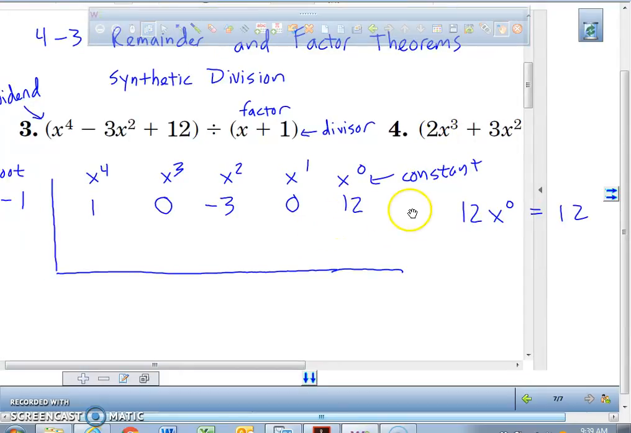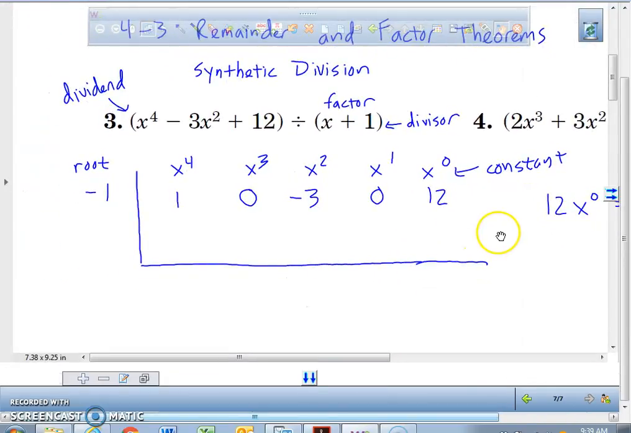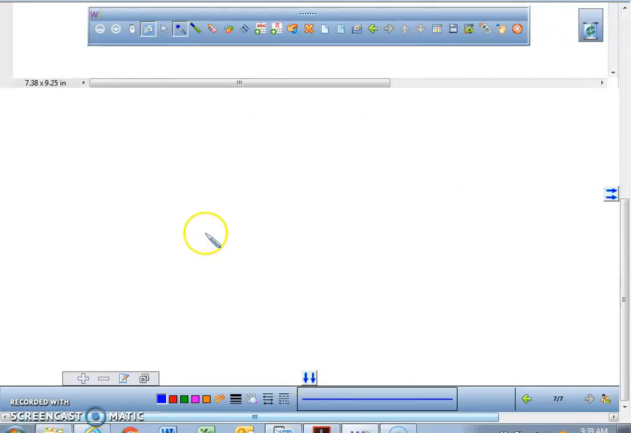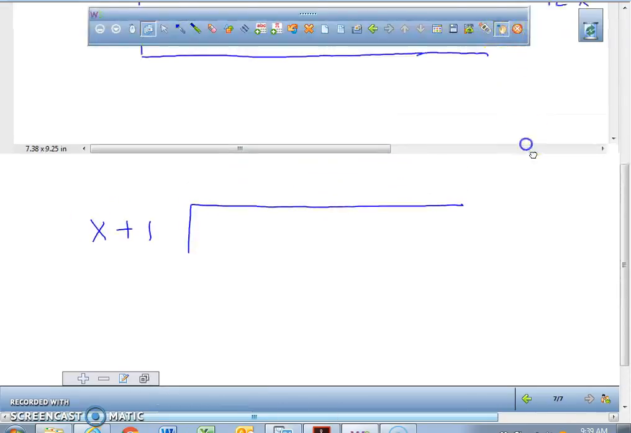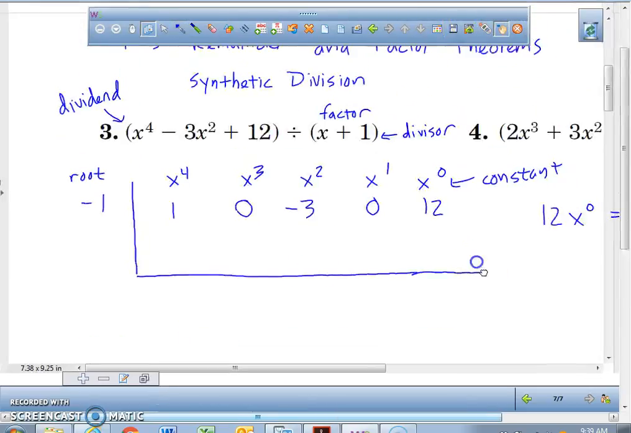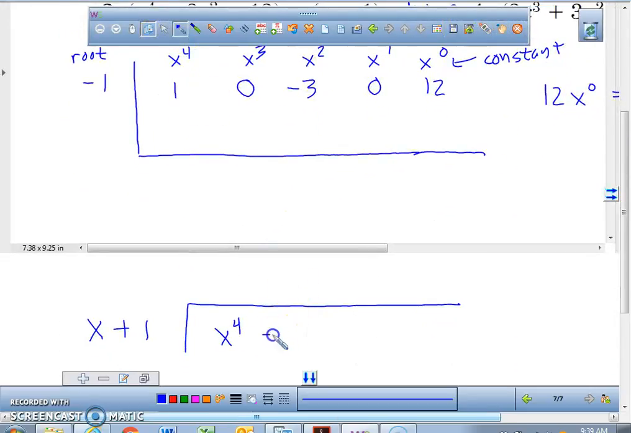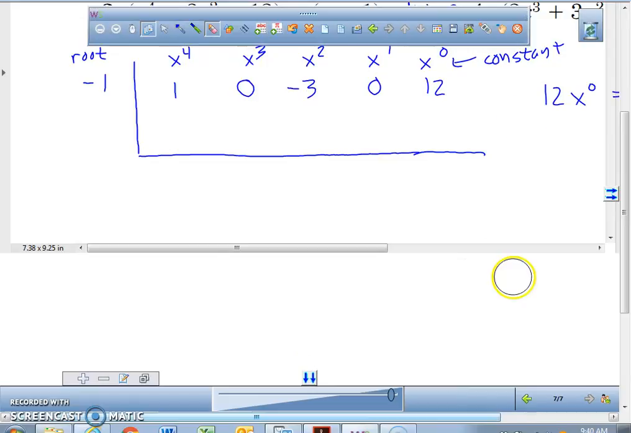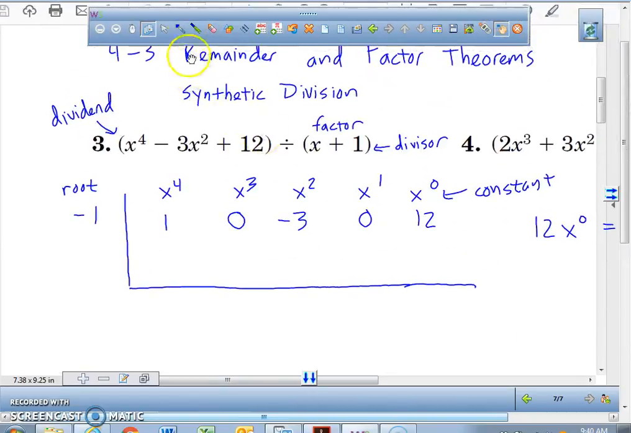Now, synthetic division is a faster way of division. What we're doing, guys, is saving our time and energy. If we didn't do synthetic division, here's what you would have to do. Don't do this on your paper. You have to say x plus 1 into x to the 4 minus 3x squared plus 12, and we have to do it the long way. That takes a lot longer than synthetic division. So we're not going to do all that long work. We're just going to learn this process.